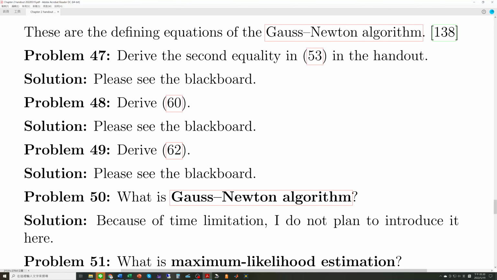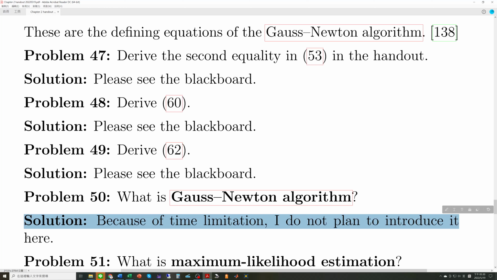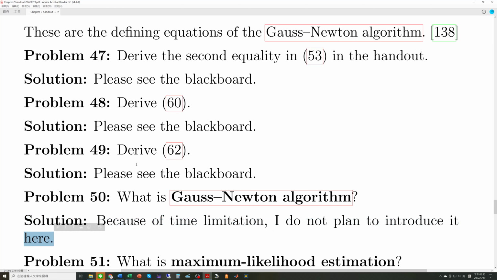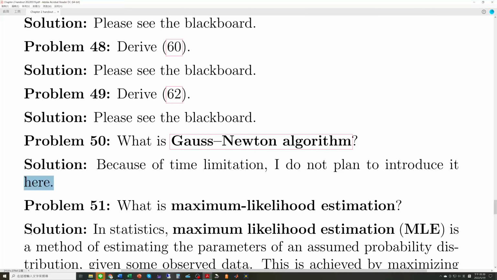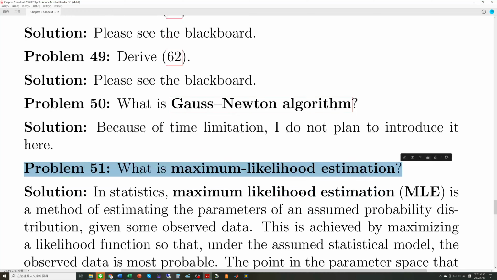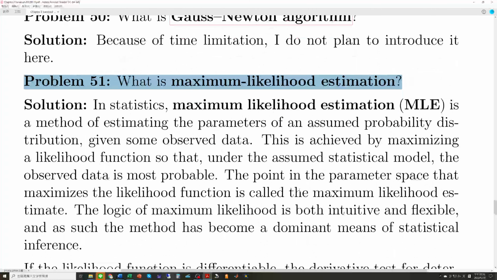Problem 50. What is the Gauss-Newton algorithm? Solution. Because of time limitation, I do not plan to introduce it here. Because time is not enough, I cannot explain all the proper nouns to you. Problem 51. What is maximum likelihood estimation? It is very important.